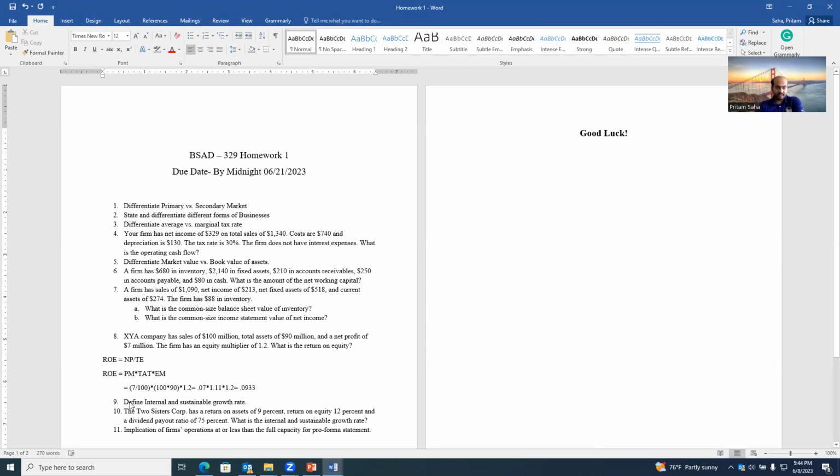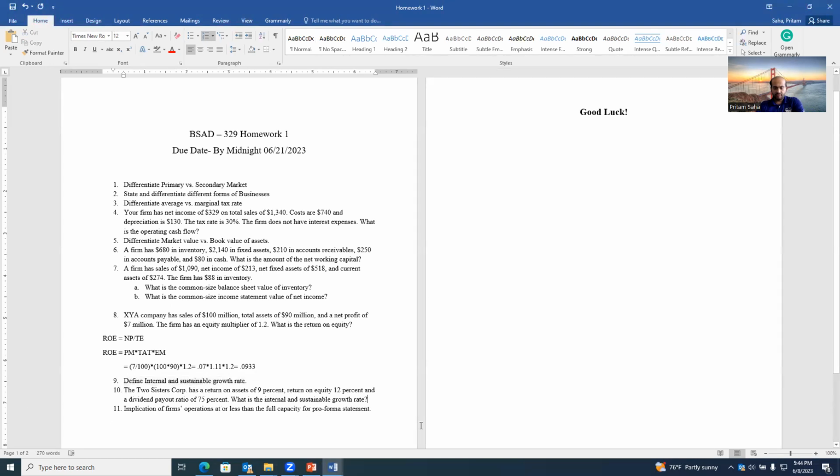Define internal and sustainable growth rate. We learned it today, right? One tells you how much growth rate you can achieve by only using internally generated cash flows. The other tells you, without issuing new equity, but using internally generated cash flows and some new debt, how much growth rate you can achieve.